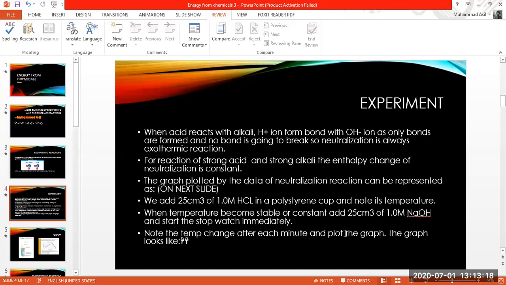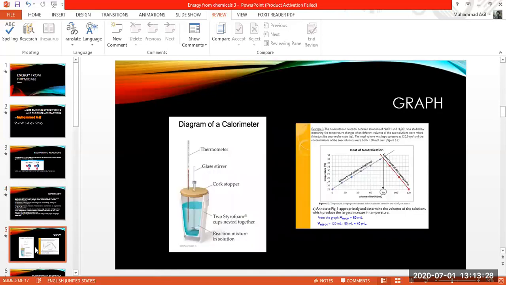The graph plotted for the neutralization reaction looks like this. Now, this is the calorimeter which we use. This is the polystyrene cup. A thermometer is inserted. A glass stirrer is present. What is the function of the glass stirrer? Just to shake the solution so that the change in temperature is recorded accurately. That should be uniform.